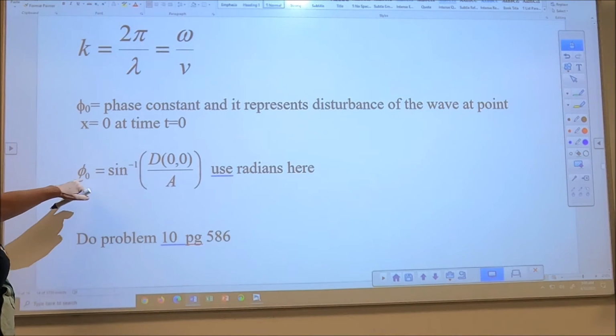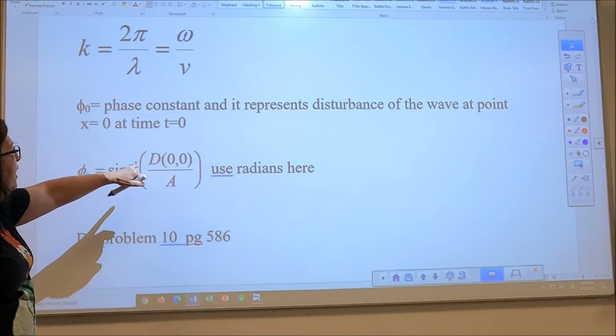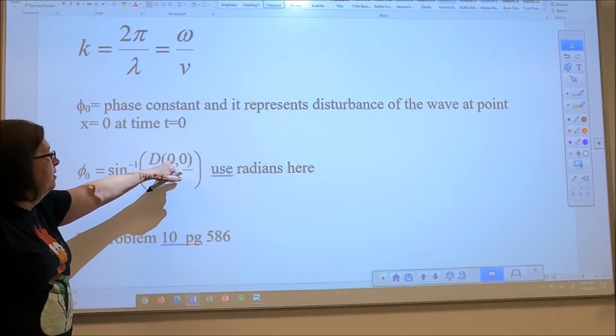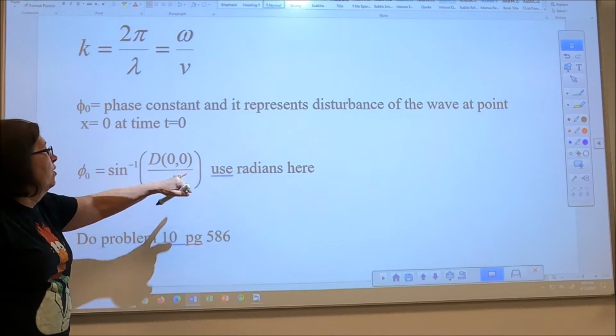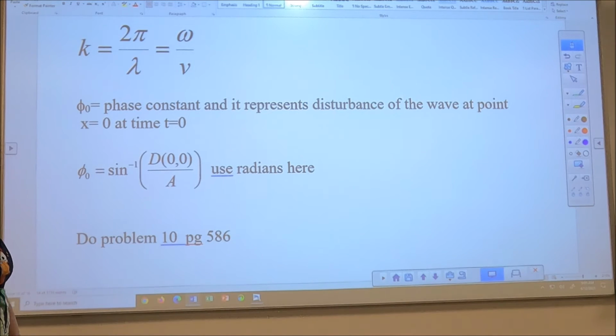So phi 0 is the inverse sine of the displacement at position equals 0, time equals 0, divided by A. And phi 0 is going to be in radians. So hint, pay attention to what your calculator setting should be. Your calculator should be set in radians.